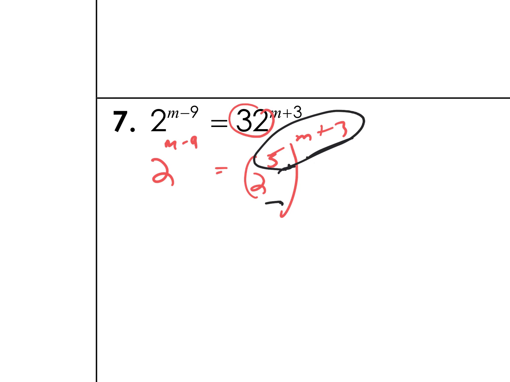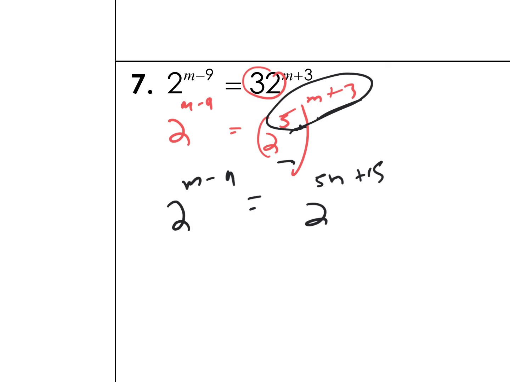I'm assuming you distribute. And you'd be assuming correctly. So 2 to the m minus 9 has to be equal to 2 to the 5m plus 15. Plus the 15. That was the hardest part right there. Now that you've got that down to bases set equal to each other, that means the exponents have to be equal. m minus 9 has to be equal to 5m plus 15.